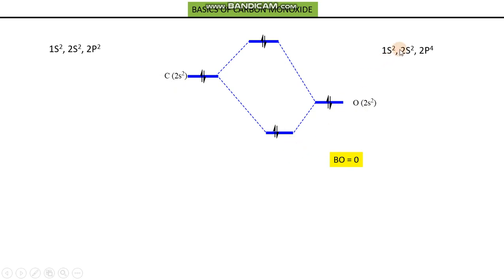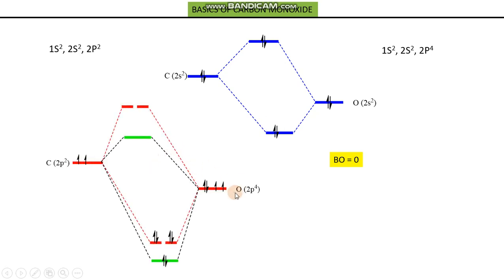Now if the 2s on both sides do not contribute toward bond order, meaning they are not involved in bonding, then we have to move toward the 2p of carbon and the 2p of oxygen on the other side. While considering these p orbitals, oxygen possesses 4 electrons in the p orbital and carbon has 2 electrons in the p orbital.